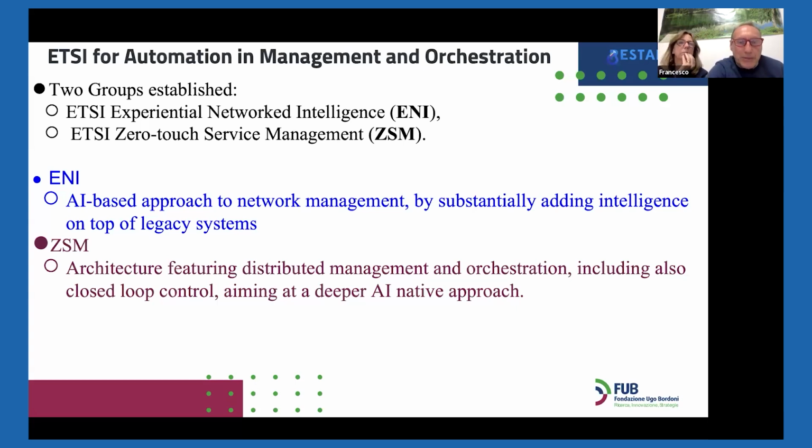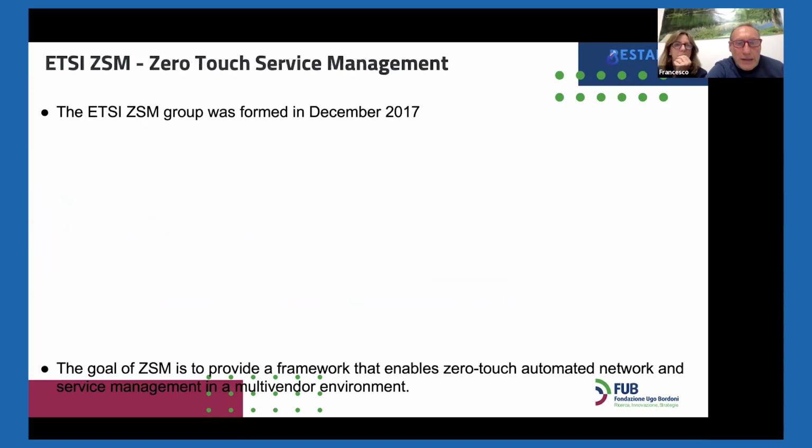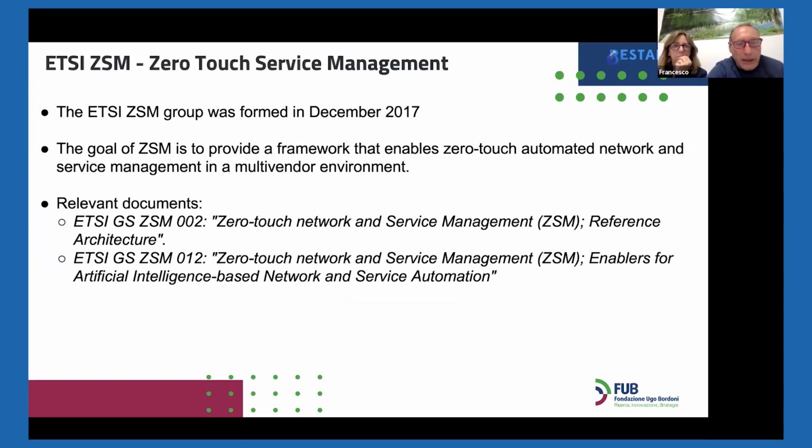Next slide, please. So you can see the main topics from this group, and mainly we have two important documents: the one referring to the reference architecture, and the one dedicated just to the artificial intelligence elements and service automation, just to understand the way it is working. You can see the next slide.